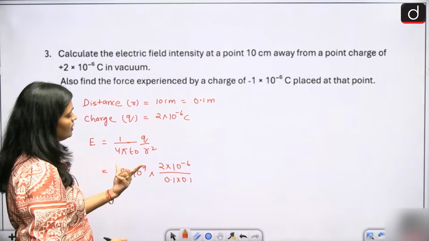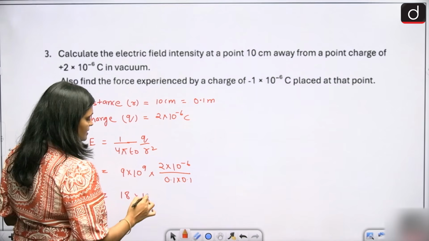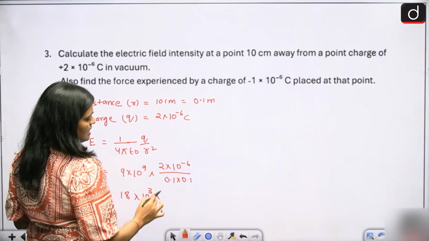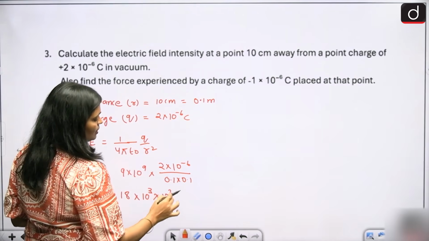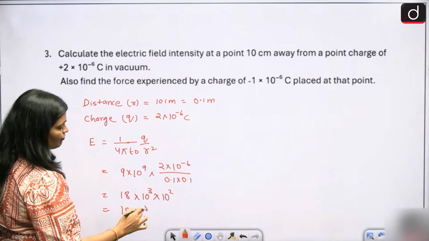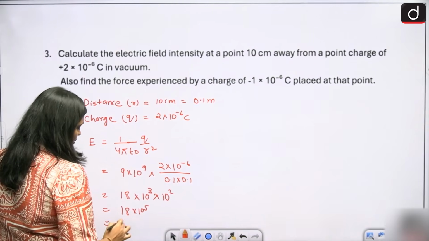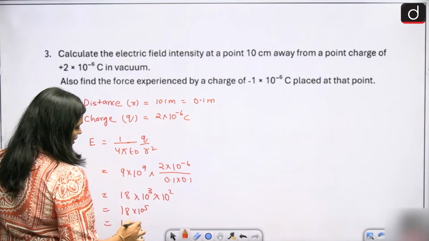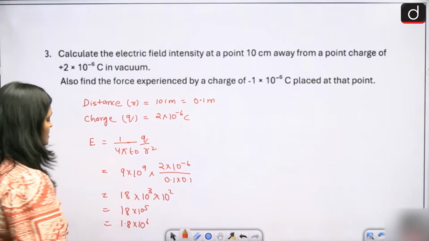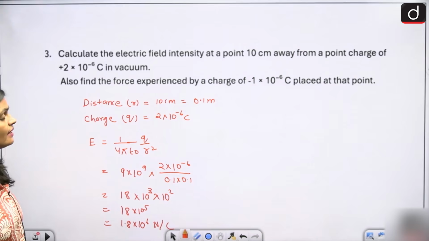Okay, so again do the same thing, 9 into 2 is 18, multiply 10 power 9 and minus 6, it should be 10 power 3. Now 10 and 10, 100 will come up, so this is 10 power 2, so 18 into 10 power 5. Now if you put 1 point here, it will become 1.8 into 10 power 6 Newton per Coulomb. So this is the electric field intensity.